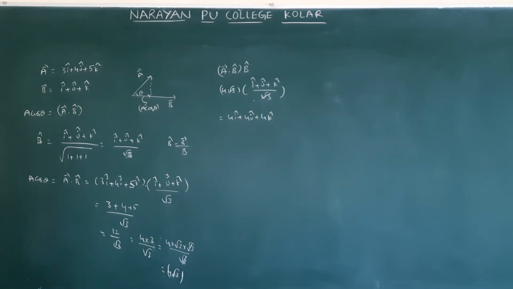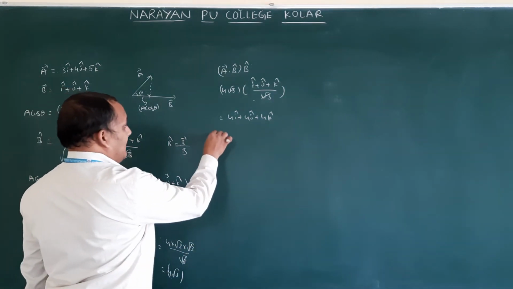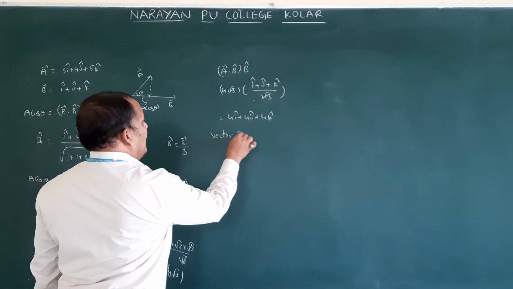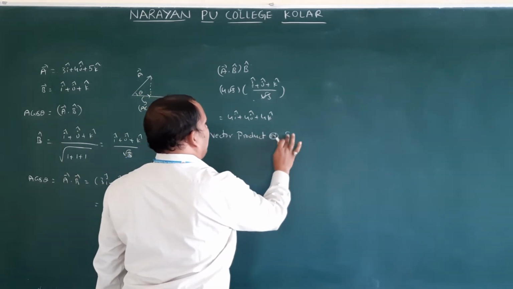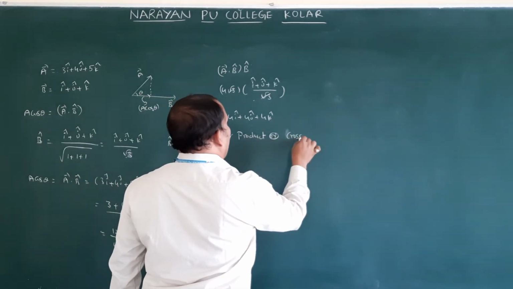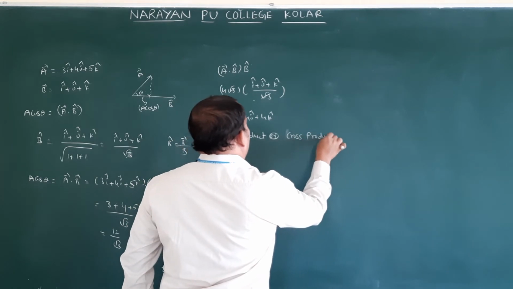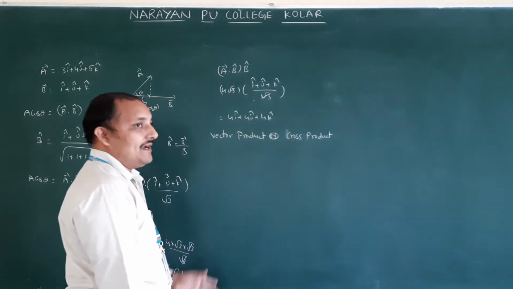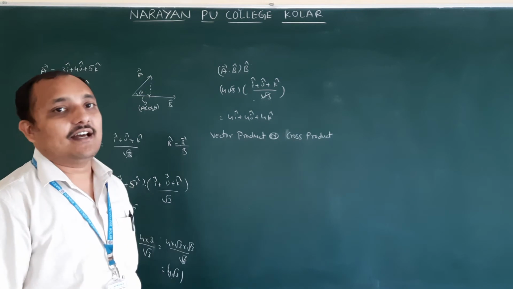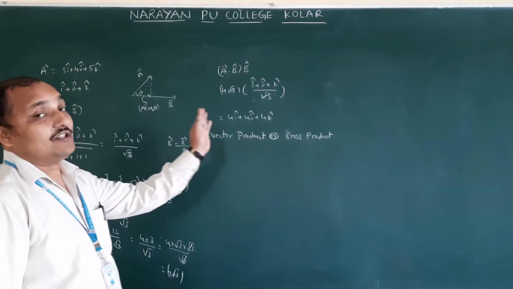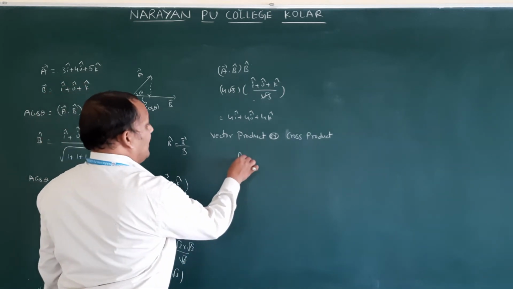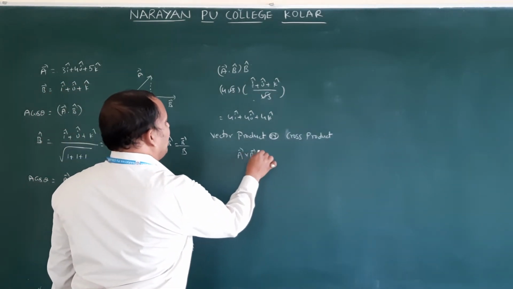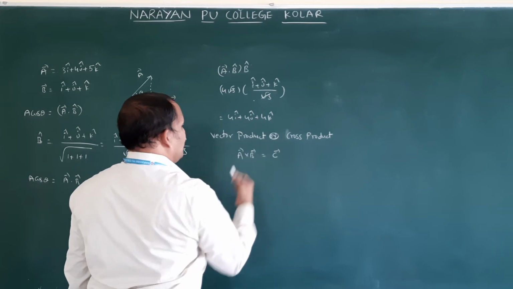Next they gave you the vector product, or cross product. Till now we discussed the scalar product, or dot product. I told you yesterday, if two vectors are multiplied and you get a scalar, that is scalar product. If two vectors are multiplied and you get a vector, that is called vector product. So A bar cross B bar is equal to C bar.